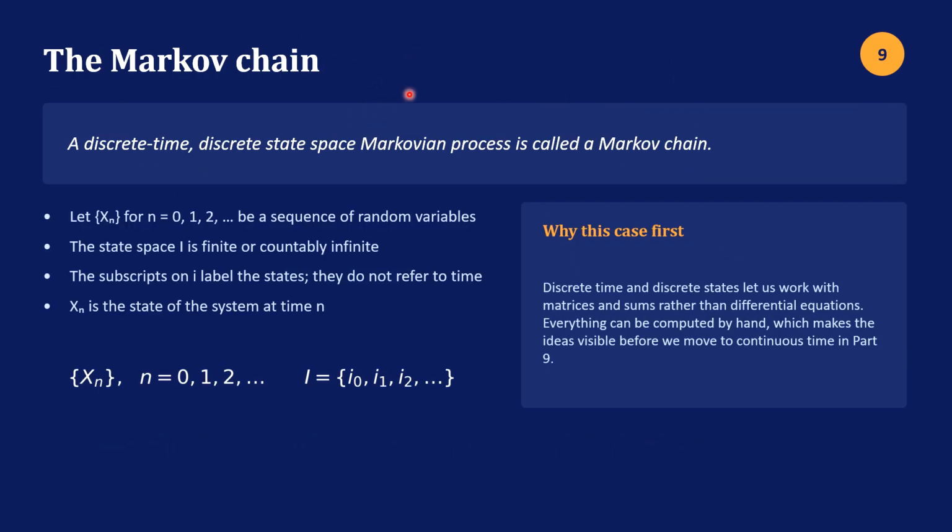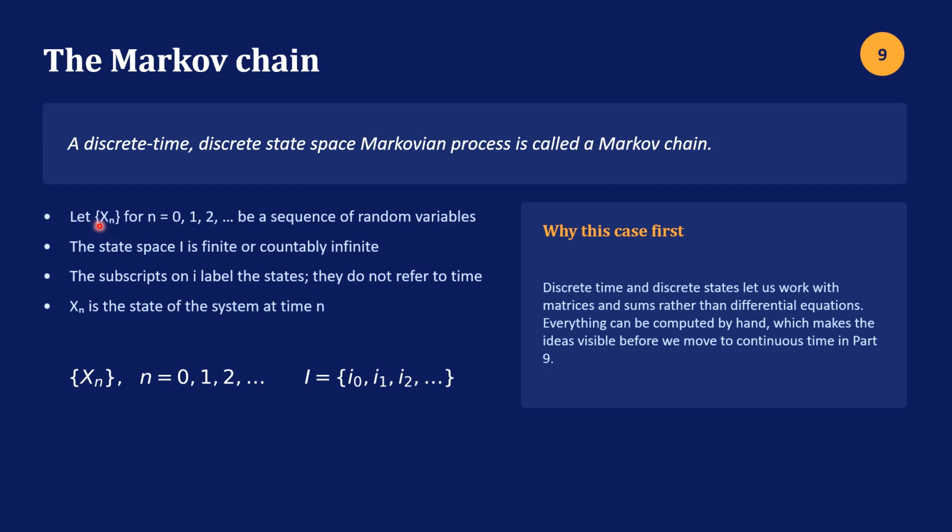Then we have a particular type of Markovian process called a Markov chain. A discrete time, discrete state space Markovian process is called a Markov chain. So if we restrict ourselves to discrete time and discrete state space in relation to a Markovian process, we have what's called a Markov chain. And I have it defined here in more detail.